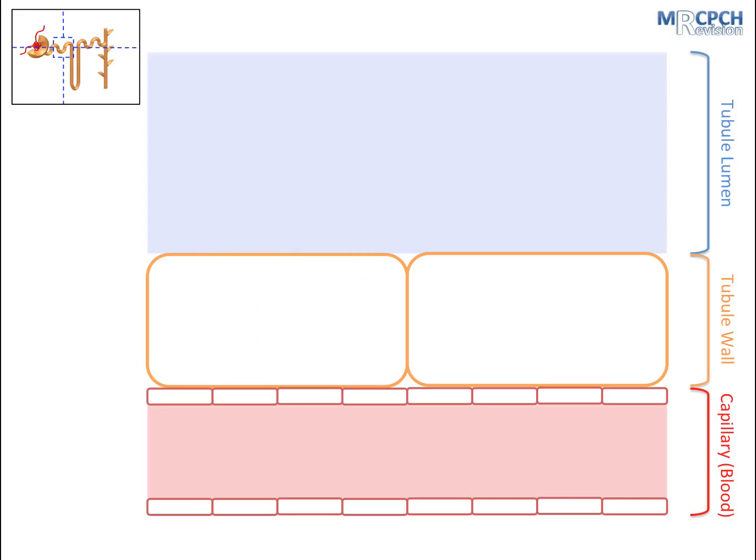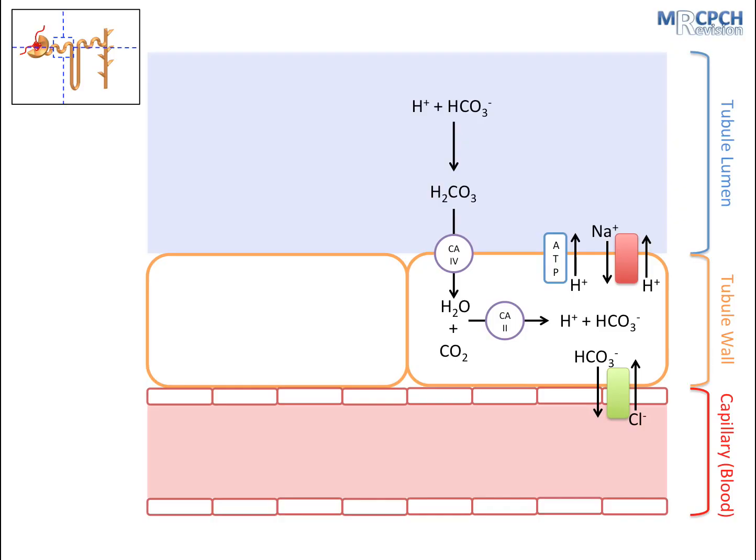So we'll recap that again on this side. So back again, the filtered proton and bicarbonate joins up to form carbonic acid, that then joins up with luminal carbonic anhydrase 4 to form water and carbon dioxide, which is then taken up by carbonic anhydrase 2 and converted into protons and bicarbonate. The bicarbonate is then exchanged with chloride from the circulation, and the bicarbonate is reabsorbed into the circulation. And the protons are either actively secreted by a proton ATPase or exchanged for sodium from the filtrate. The protons are then excreted in the urine, and the bicarbonate is reabsorbed into the blood.